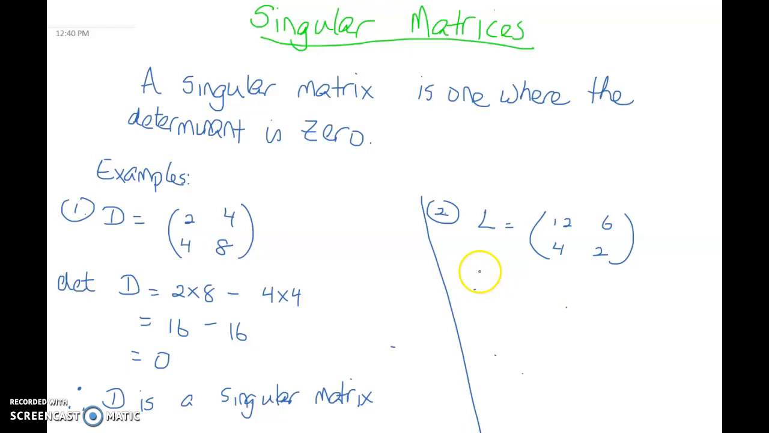So looking at the second example, let's find the determinant of matrix L. So first diagonal, product of the first diagonal, 12 times 2. Take away the product of the second diagonal, 6 times 4. So 12 times 2, take away 6 times 4 is 24 take away 24, which is, again, 0. So once you find the determinant of a matrix and it's 0, that matrix is singular. So therefore, L is a singular matrix.